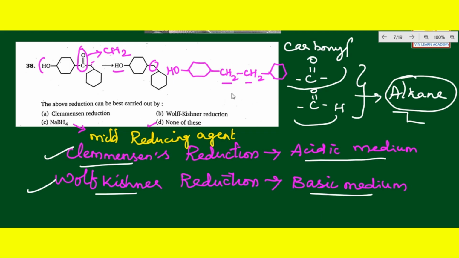Why none of these? Because the product has to be like this. This is the product you have to get. You did not get this product. 1 CH2 group is totally absent. They mentioned only 1 carbon. Either Clemmensen reduction or Wolff-Kishner reduction converts the carbonyl carbon, that means the keto group, into alkane. But here 2 carbons have to be present, and only 1 carbon is present. So another CH2 is absent, which means this is not the product. So none of these is correct.